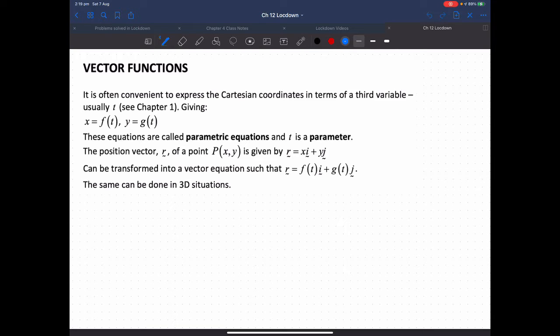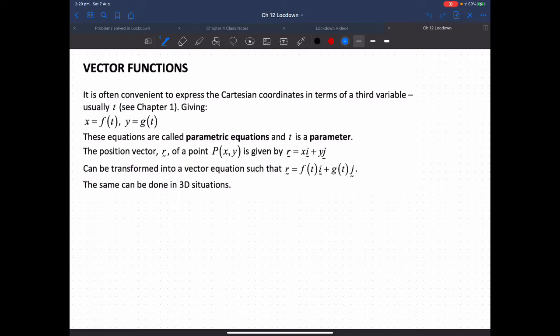In this exercise, we're going to be considering functions. So, in our first introduction line, I say it is often convenient to express the Cartesian coordinates in terms of a third variable, usually t. We're going to be doing t as representing time throughout this chapter.